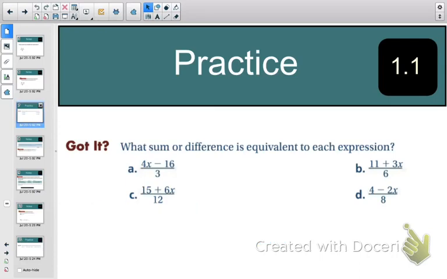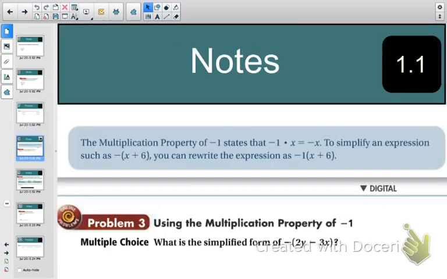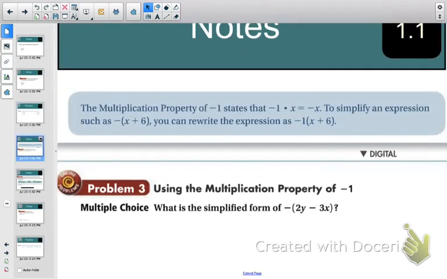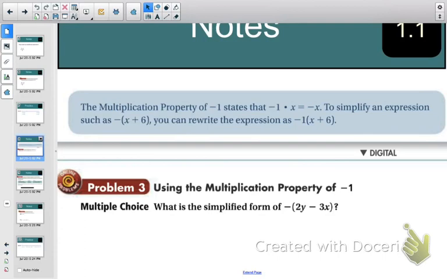All right. Moving right along here. Okay, so this says we have the multiplication property of -1. Okay, this just says that -1 times x is the same as negative x. Okay, or for example, I can rewrite an expression like this as -1 times x plus 6.